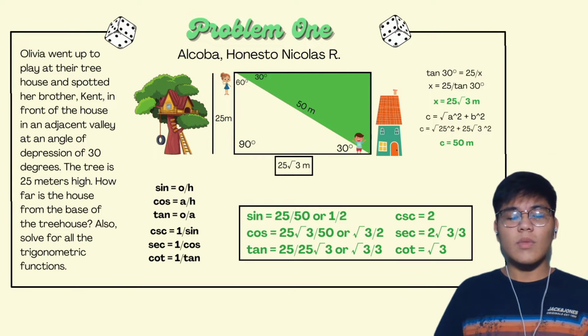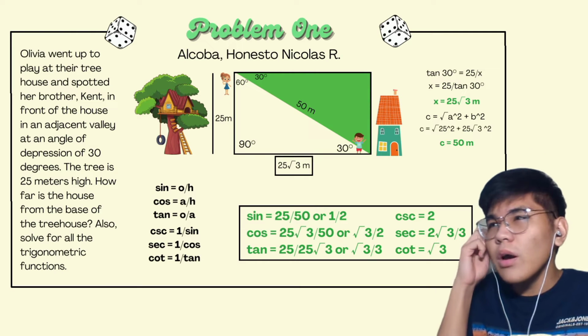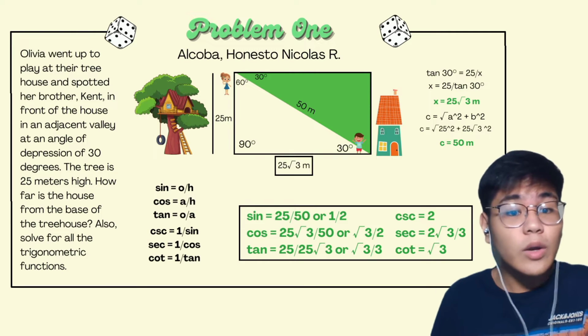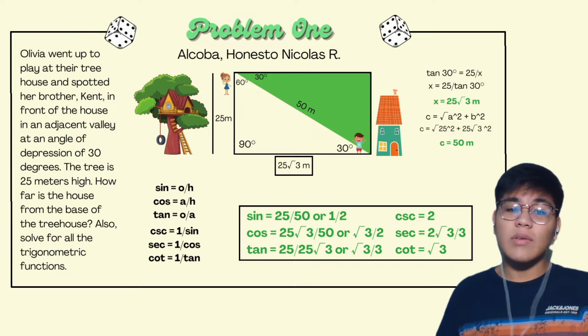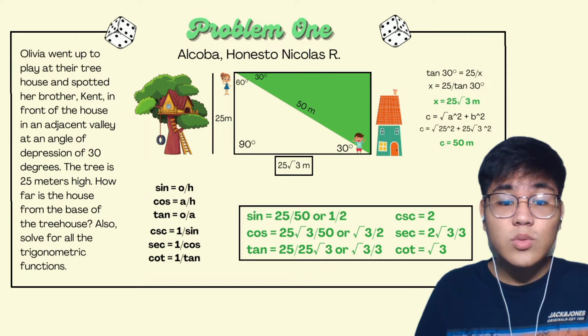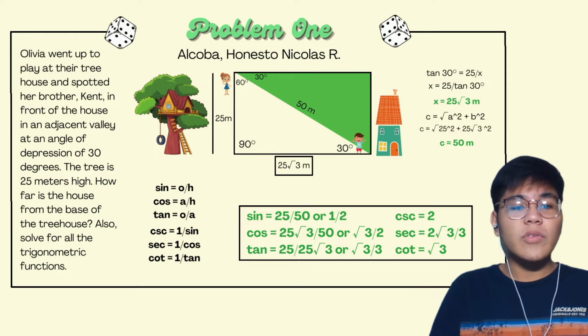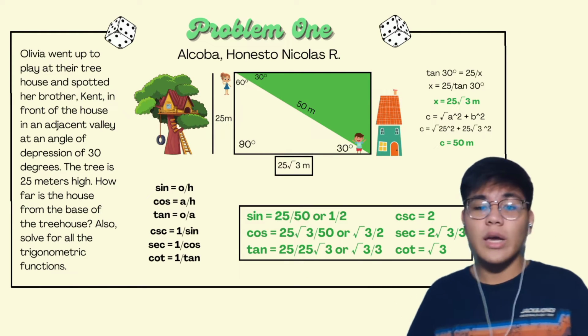So, remembering the concepts, I think I forgot them. Oh, I remember. So for us to solve this, we need to illustrate the given situation. So given here is a tree house which is 25 meters high and the angle of depression of 30 degrees. So we can plot that in 2 different right triangles.